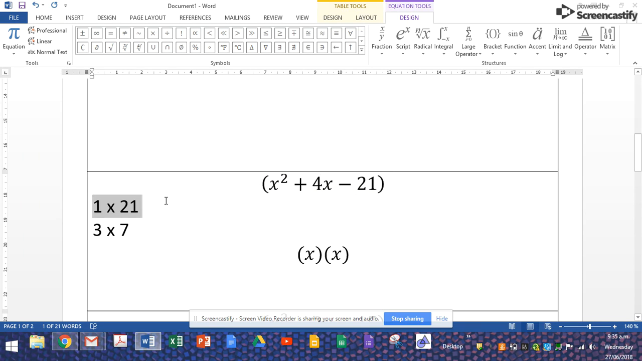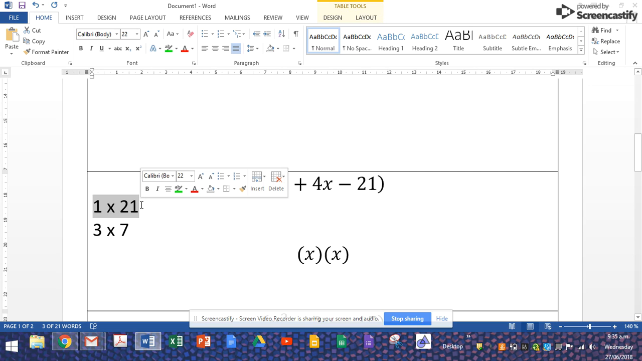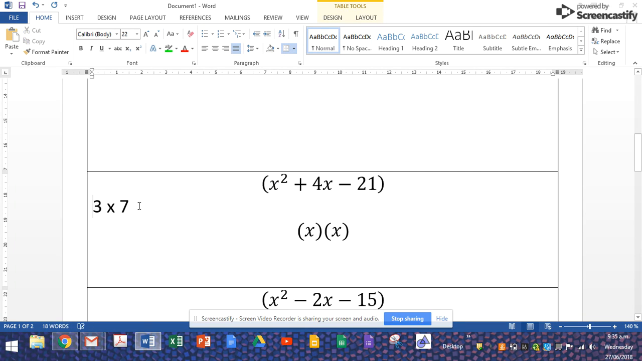Right, so 1 and 21 will not have a difference of 4 ever. So no, definitely not. 3 and 7 will have a difference of 4, but we've got to be careful where the negative sign goes. Because to obtain negative 21, one of them has to be positive, the other one has to be negative. Now, if I put a negative sign there, what's 3 times negative 7? Negative 21, smiley face, we get it. 3 take away 7. Oh, it's not positive 4, it's negative 4, which means the negative sign should really be over there. So factorization is complete.